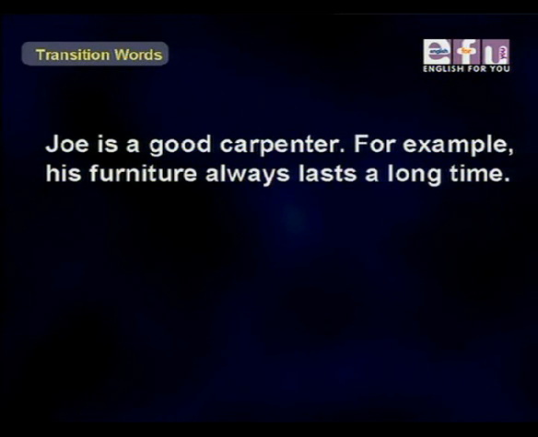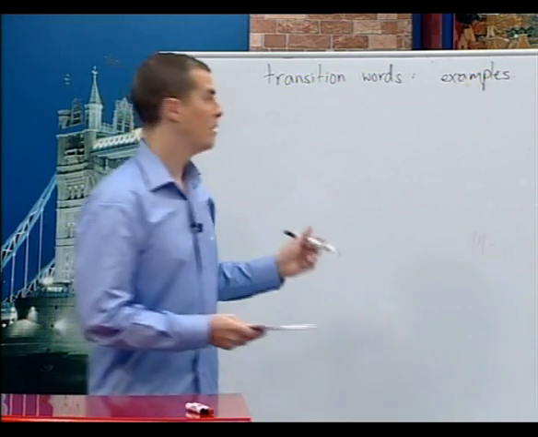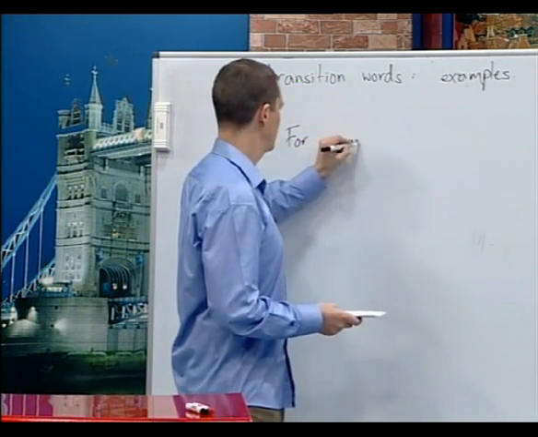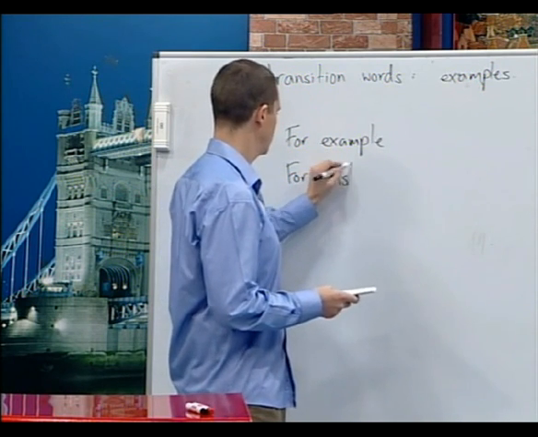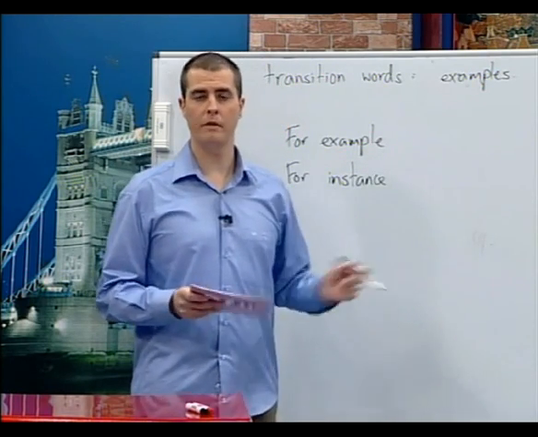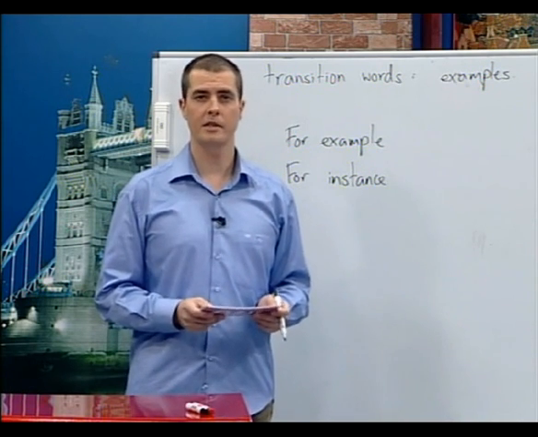Joe is a good carpenter. For example, his furniture always lasts a long time. Tom is a bad carpenter. For example, his furniture always falls apart. For example, and for instance, are used to support the first sentence. They give us more information about the first sentence.